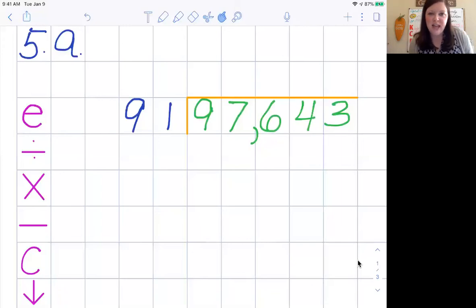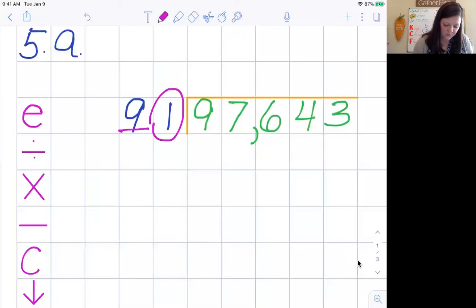The very first step during complex long division is to estimate. That means we need to underline the digit that is in the greatest place value. That is our 9. Circle the right neighbor. Remember, the right neighbor is always the neighbor to the right. Okay. Now look at the neighbor that you circled. What is it? It's a 1.